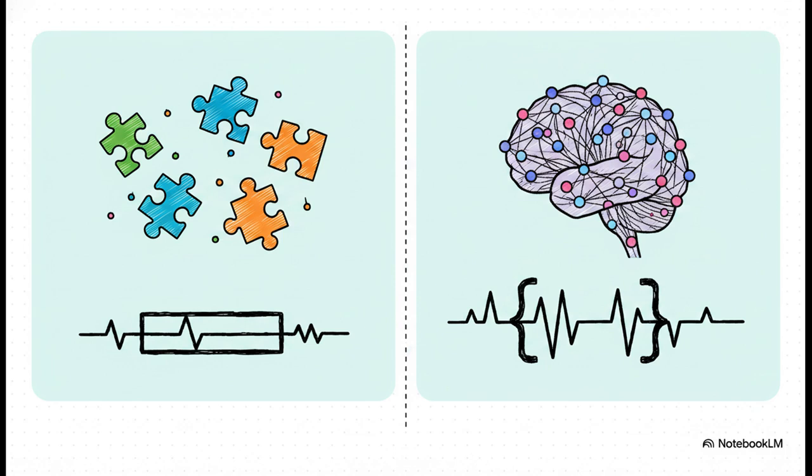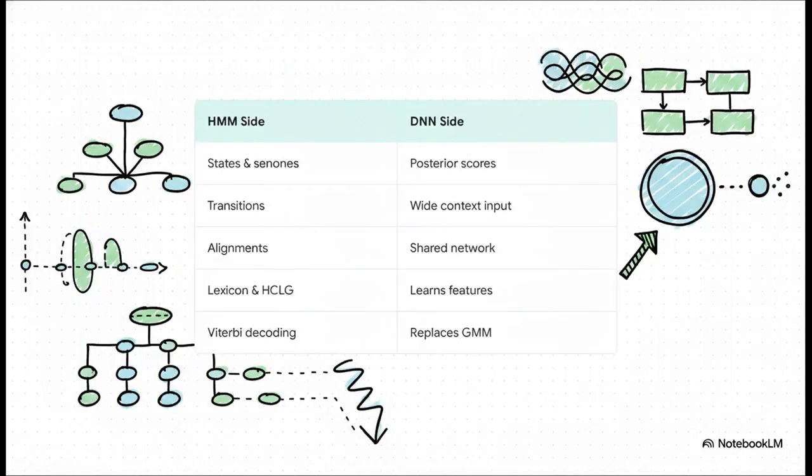What's really fascinating here is the exact division of labor between the two systems. In the hybrid era, we have a very strict separation of concerns. As you can see, the HMM side handles the subphone units, the alignments, the decision trees, and traversing that massive HCLG graph using Viterbi decoding. The DNN side has exactly one job, and that's scoring. It takes in that wide context of raw audio frames we just talked about, and it outputs a posterior probability, basically the probability of a specific senone given the current audio frame. Once it does that math, the DNN simply passes the baton right back to the HMM to traverse the sequence graph.